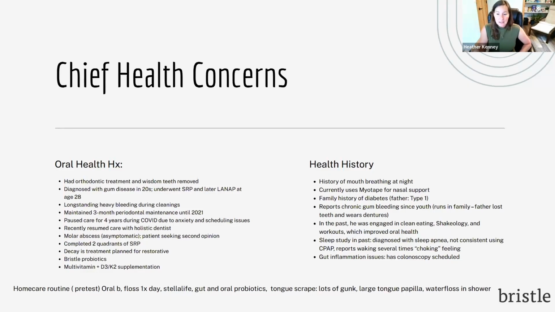Chronic bleeding since youth. So what do we think about with chronic bleeding since youth? I think about the airway immediately, and possibly some gut stuff. In the past, he did engage in some clean eating, like using Shakeology, and was doing workouts, and that improved his gum tissue inflammation. And he does have a CPAP machine, so he does have an issue with the airway. He doesn't always use it.